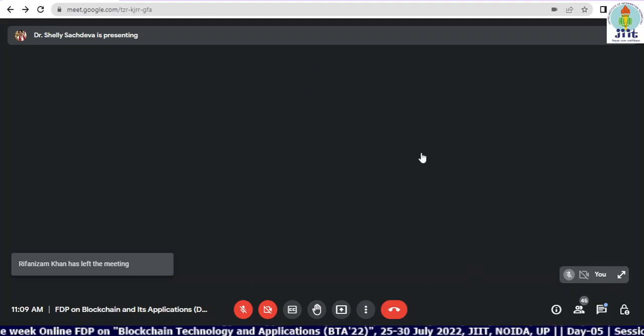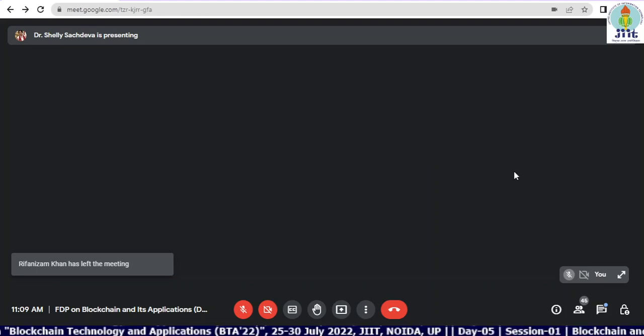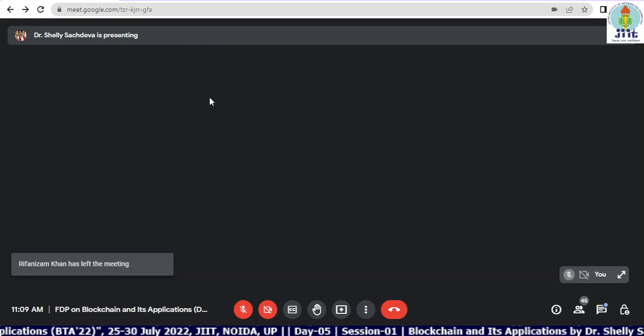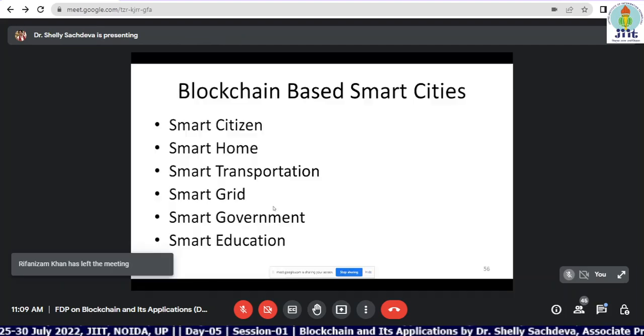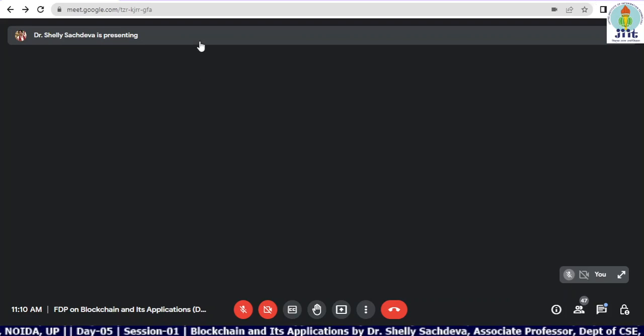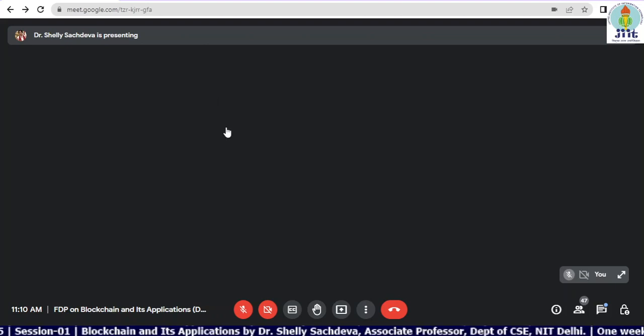But it still has the challenges that it has high energy consumption, and scalability is still an issue if we want to move on to the power industry and blockchain. Then blockchain-based smart cities are also enabled, and the papers emphasize the smart citizen, smart home, smart transportation, smart grid, smart government, and smart education. There are several funded projects, even by the DST, which are trying to implement blockchain-based smart cities, and they are trying to implement them through the concept of a smart citizen, smart home, smart transportation, smart grid, smart government, and smart education.